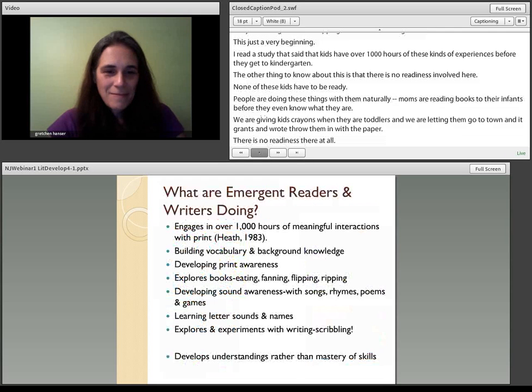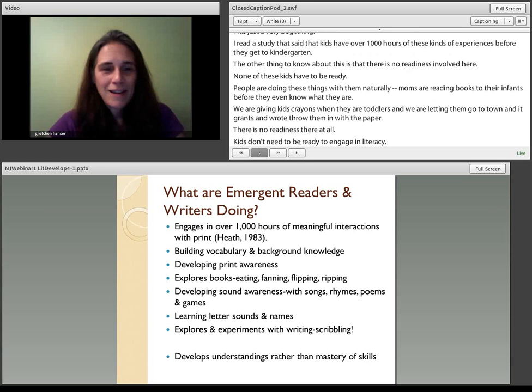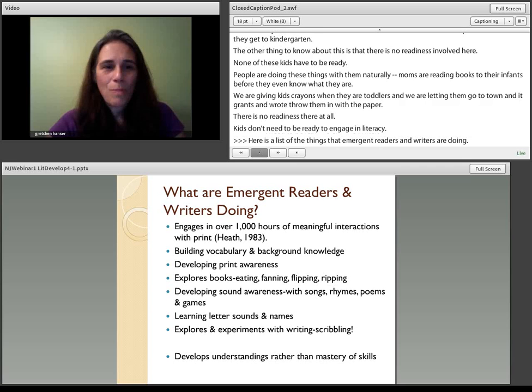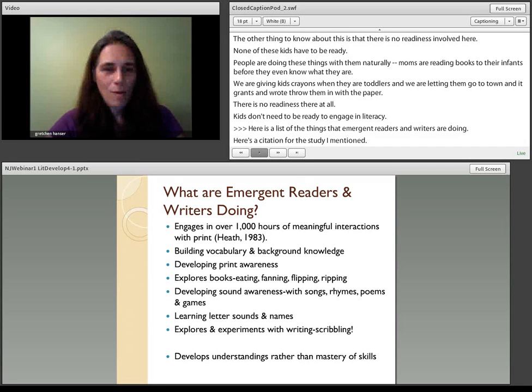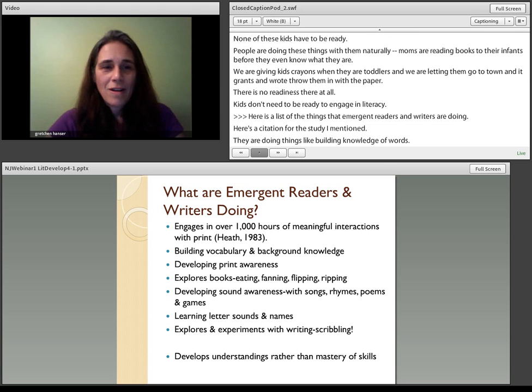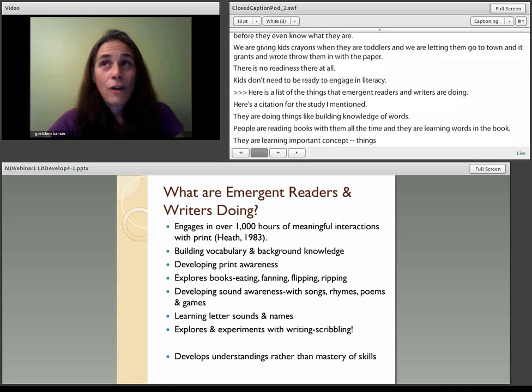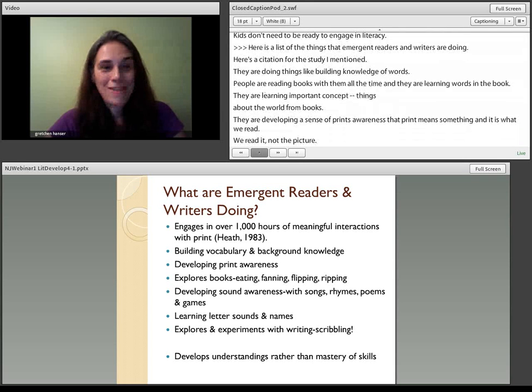So here's just a list of the things that emergent readers and writers are doing. And there's the citation for that research study I just mentioned. They're building knowledge of words. People are reading books with them all the time, and they're learning the words in the books. They're learning important concepts about the world from books. They're developing a sense of print awareness, that print means something. It's what we read, not the picture. They're figuring out how you use a book. They're eating books, fanning them, flipping them, ripping them, throwing them, sitting on them, drooling on them. But that's one way that they learn how to use books.